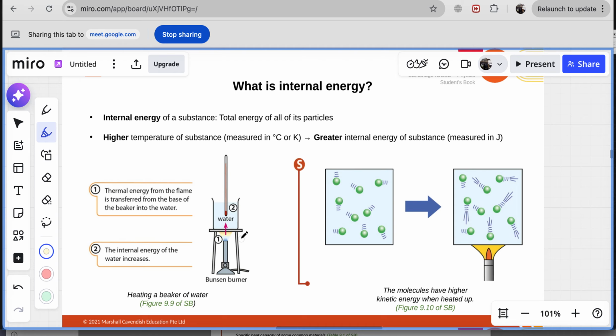Thermal energy from the flame, take a look at this. We have water, we are boiling water. We put water over a Bunsen burner and we apply the heat. So the water gains thermal energy from this flame.